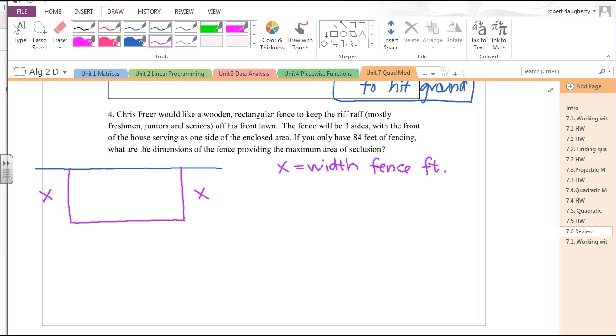So if I use x feet here and x feet here, then I know that the length of this fence has to be 84 minus 2x, okay? Because when I add x and 84 minus 2x, I get 84. So that has to be the way the perimeter of the fence looks. And then what I want to do is maximize the area. The area of a rectangle is just length times width. So the area that I see there is x times 84 minus 2x.